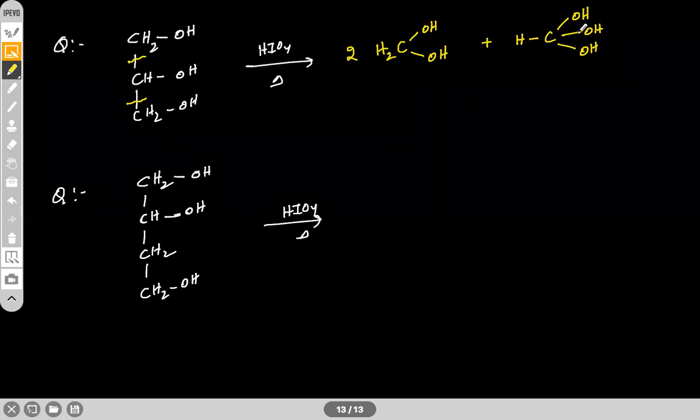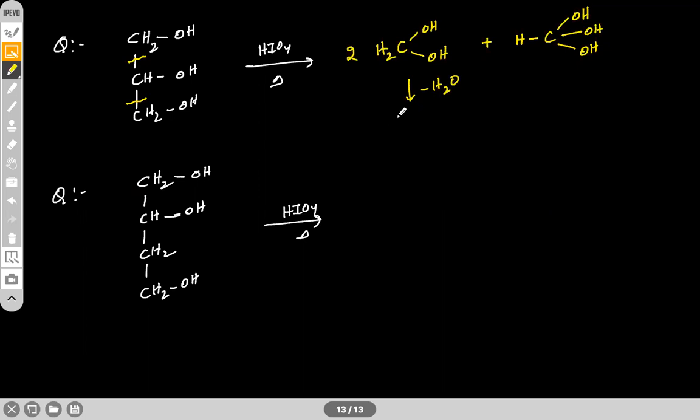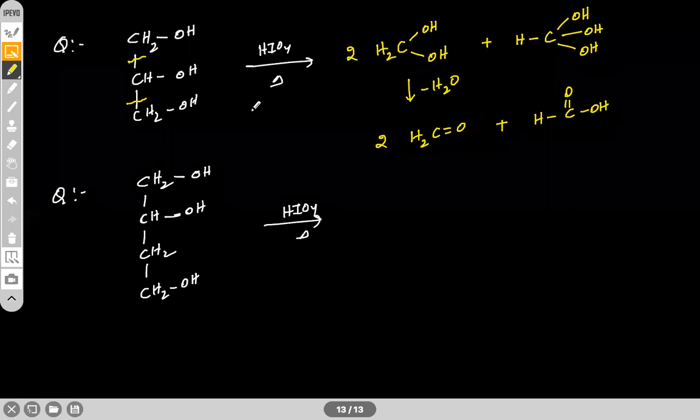Yes, sir. Now, after this, what happens from here? H2O eliminates, and we get two molecules of H2C double bond O. That is formaldehyde. Right? And here also, H2O goes out and we get formic acid. So this is the product of this reaction, correct? Yes, sir.